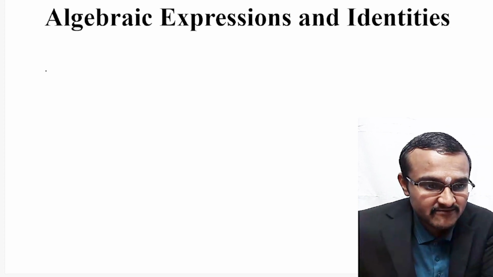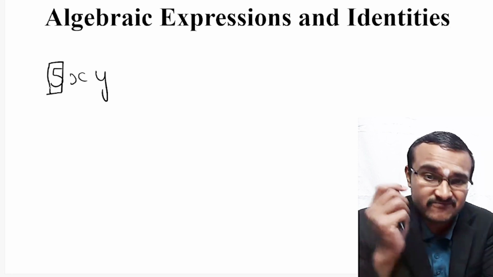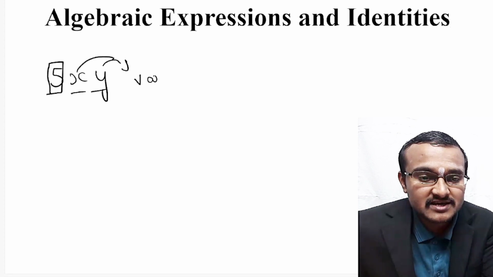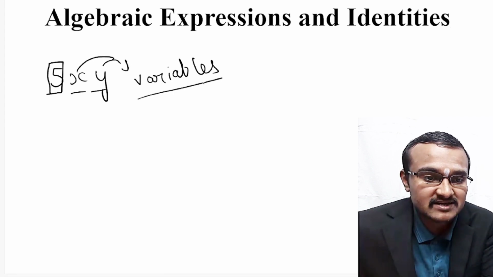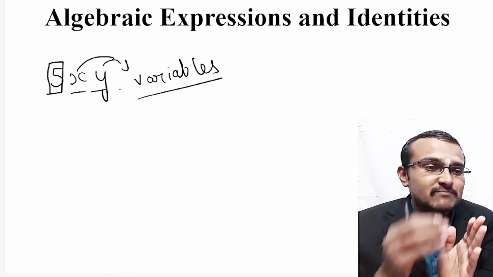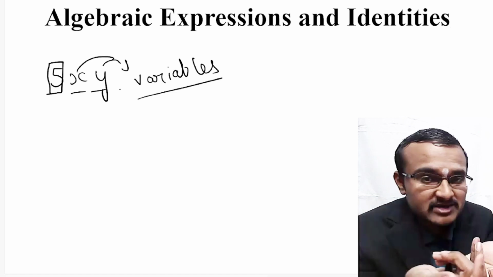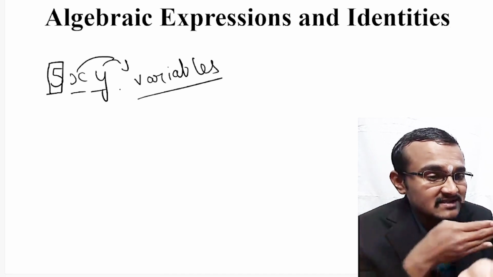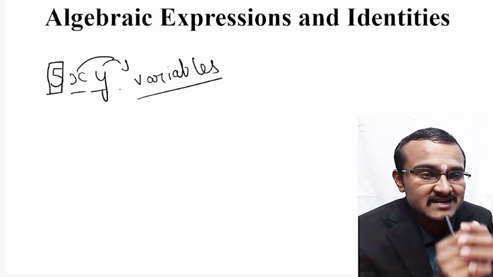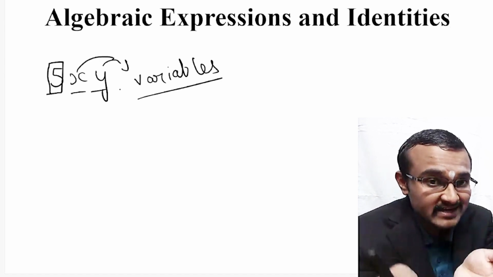For example, if I take 5xy, 5 is a number which is fixed, whereas x and y are known as variables. Why? Because here we don't know the value of x and y. Since we don't know the value of x and y, they keep on varying. For example, if you take the same x in another algebraic expression, then the value of x might be different. That means x can take any value, y can take any value. So there is a certain amount of variation in it.